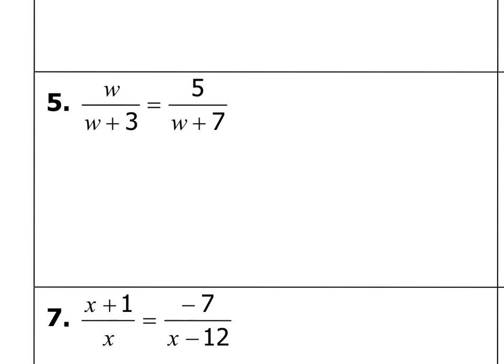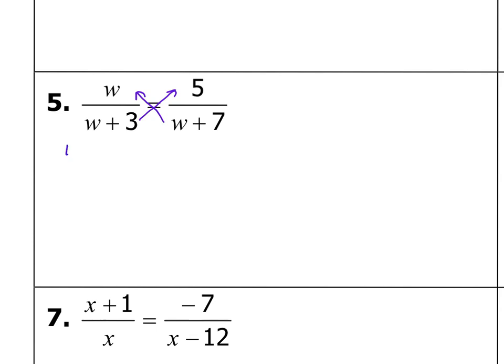Okay guys, we're back with the second set of solving rational equations. We're still in proportion form. As you can tell, we have one fraction equaling another fraction. So we're going to do the same thing that we've been doing. We're going to cross multiply. So I'm going to take that times that and that times that.